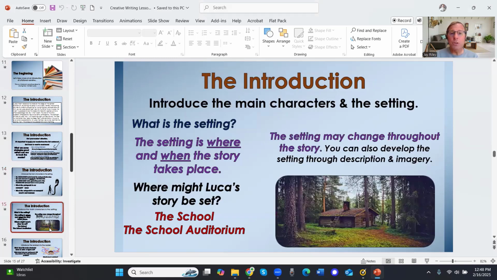We want to introduce the setting. Remember, the setting is where and when a story takes place. You might not include when, or it might be a significant part of the story. That's up to you as the author.